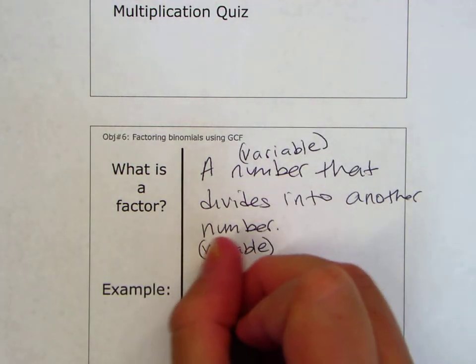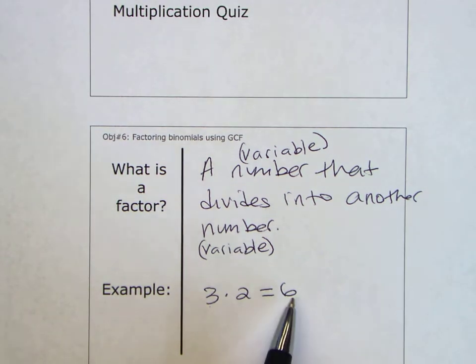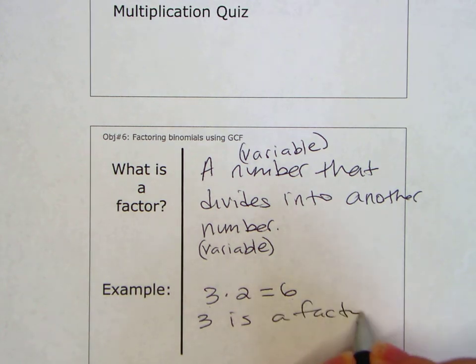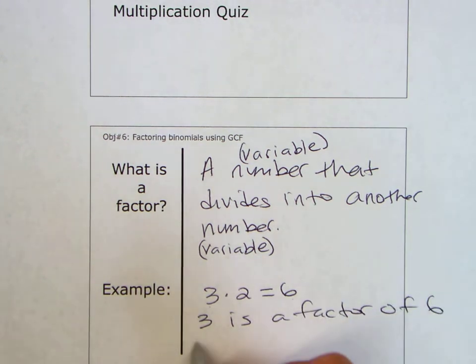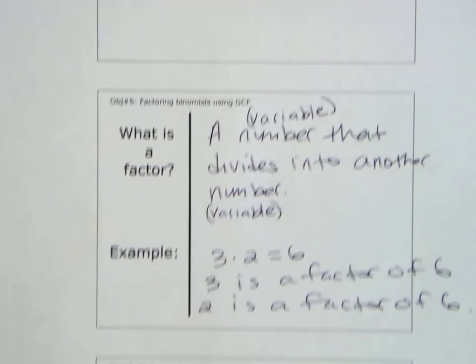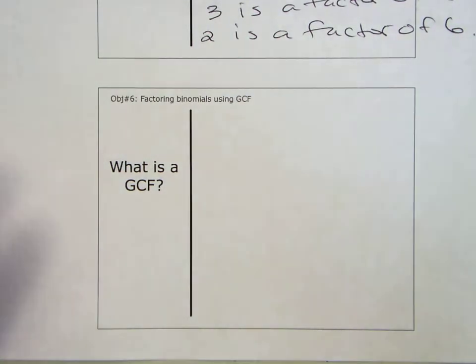So, for example, 3 times 2 is 6. 3 is a factor of 6. 2 is a factor of 6. Okay? All right. GCF, which most students are aware of.